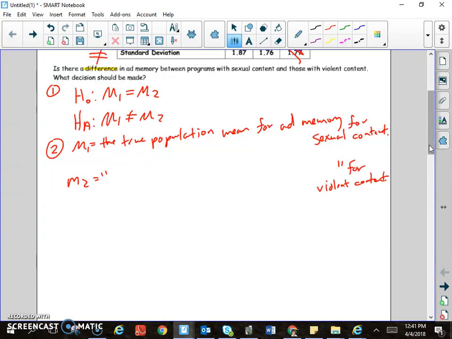Oh, that means those quotations mean that you're just rewriting all the way through there. So you'd write out the true population mean for add memory for violent content. So step 3, you write out the equation. Now it's a different equation because you're comparing two different categories now versus just one.